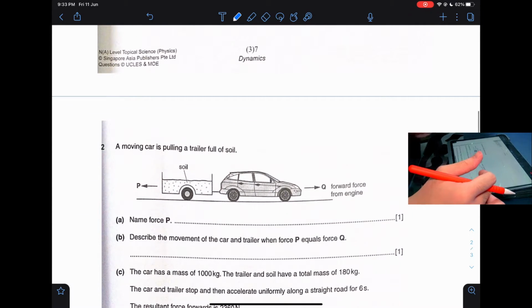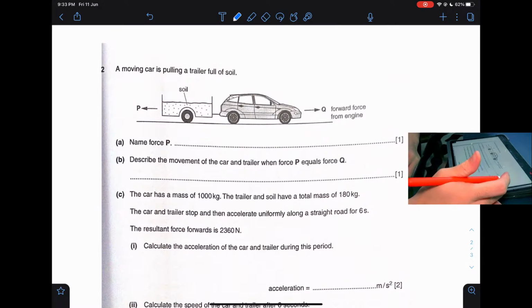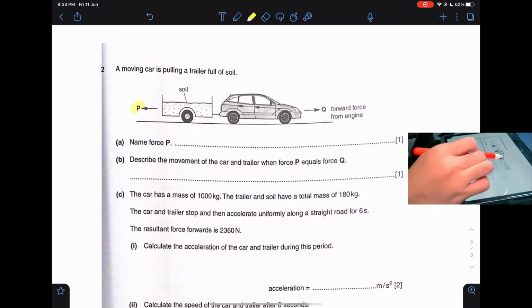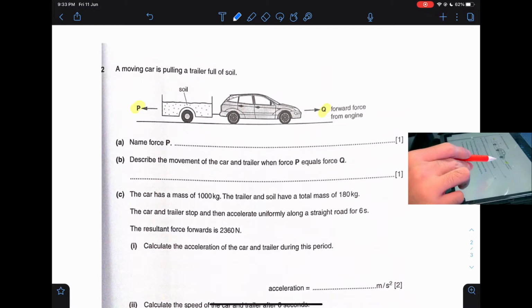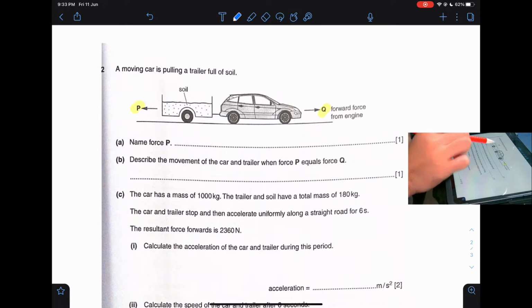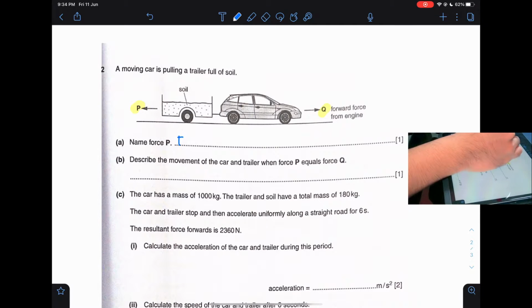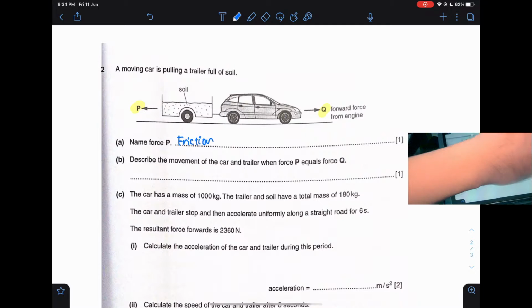We'll do the next question, which is question 2. A moving car is pulling a trailer full of soil. So we are given two forces, P and Q, where force Q is the forward force from the engine. So for force P, it is the force acting opposite the forward force from the engine. So we can name this force as friction because of the tires which is present here.